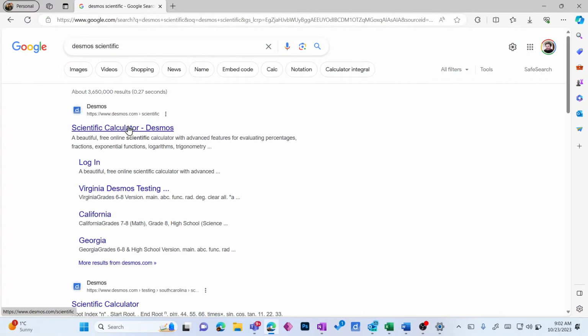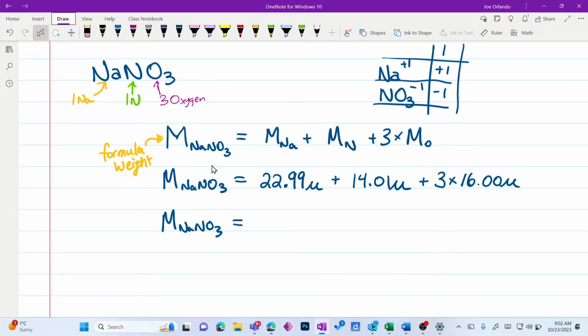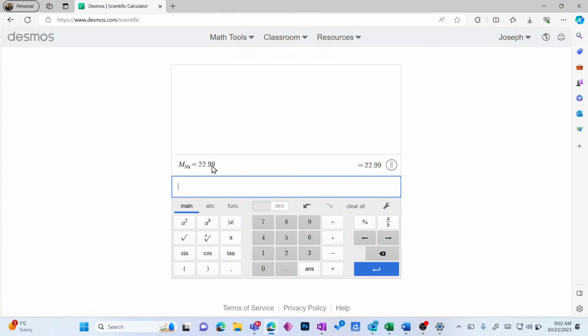Desmos is actually, I mean, this is life-changing, where if you wanted to, you could say a sodium atom weighs, what did we say it weighed? 22.99. And then we could say a nitrogen atom weighs 14.01. And then an oxygen atom weighs 16.00. And then you could say that sodium nitrate just has a mass, is the mass of sodium plus the mass of nitrogen.